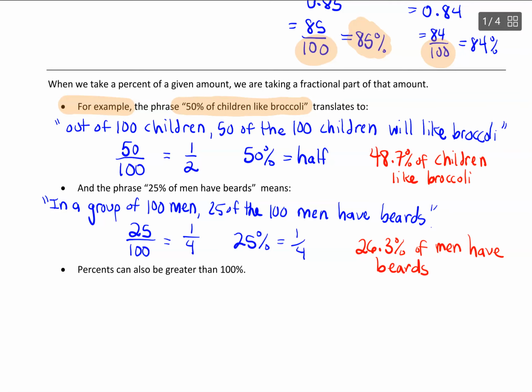Now, one other thing we need to talk about is percents that are greater than 100. Sometimes it's going to make sense to have percents that are greater than 100, and sometimes it won't. And that just depends on the reference value, right? Like, what is that percent referencing? So let's look at some examples.